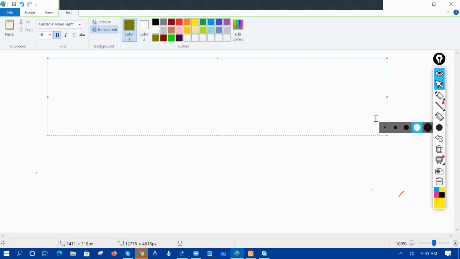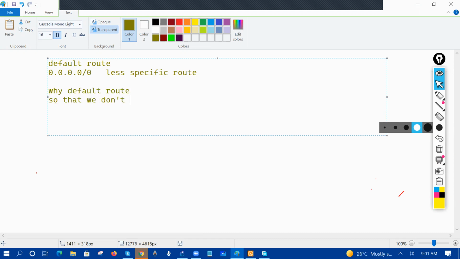So guys, I assume that you have an idea of the default route. I'm not explaining what the default route is. It's a very small topic: define 0.0.0.0 0.0.0.0, the least specific route. Why are we going to use the default route? So that we don't need to maintain a huge routing table. That's why we use the default. This is already in the CCNA, nothing different over there.